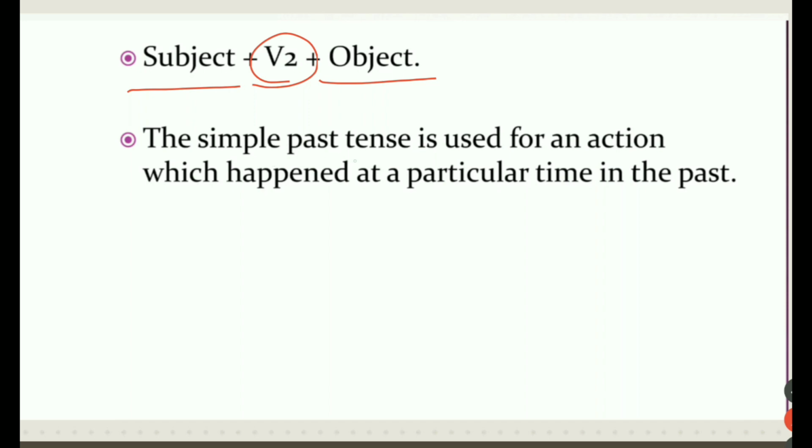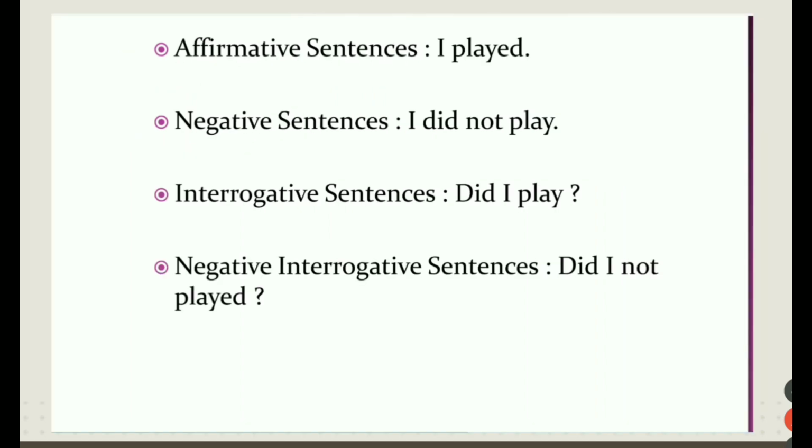Now this is a simple past tense, which is used for an action which happened at a particular time in the past. For example, I played. It is talking about some action that happened in the past, and this is an affirmative sentence. The negative would be I did not play. Interrogative would be did I play? And the negative interrogative would be did I not play? It should be play.